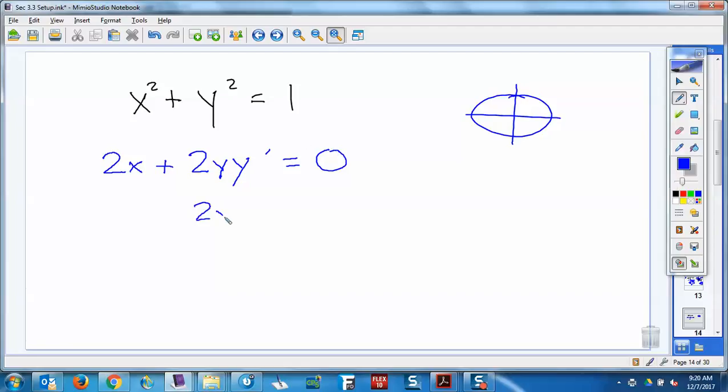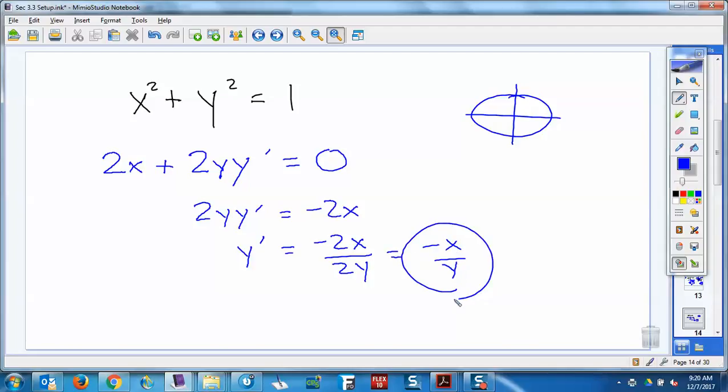Now we want to get y prime by itself. So we would subtract that over. We would divide by 2y. The 2's would cancel, and there's our y prime. Our y prime will have both x's and y's in it most of the time when we do implicit differentiation. We don't just replace 2x with 2y.